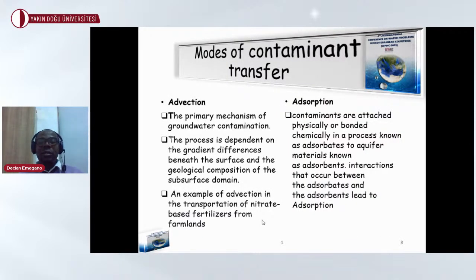Now, how do these contaminants transfer? We have three major ways. We have what is called advection, and we have what is called adsorption. The primary mechanism of groundwater contaminants is advection, which is solely dependent on the gradient differences beneath the surface and the geological composition of the subsurface. An example is in farms, where nitrates and fertilizers contaminate the farmland. Another one is adsorption, whereby the contaminants are attached, that is, bonded chemically to an adsorbent or the aquifer. This interaction is what leads to adsorption.